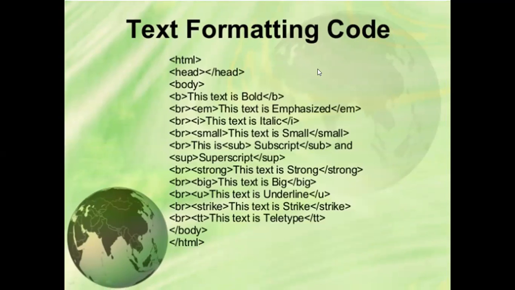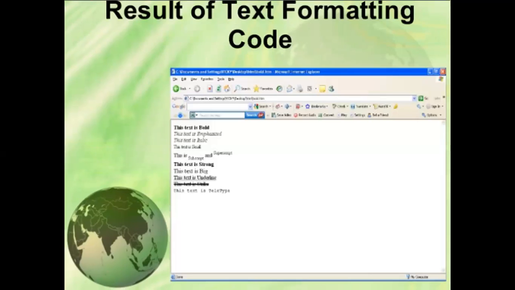This is again a text formatting code written. For bold, we are taking B. EM we are taking for emphasized. I for italic. Small for small. Sub for subscript. Sup for superscript. Strong for the strong text. Big for the big text. U for underline. Strike for strike through. TT for teletype, etc. And let's look at the result. Here we go. Bold, emphasized, italic, strike through, all of them are shown here on the screen.